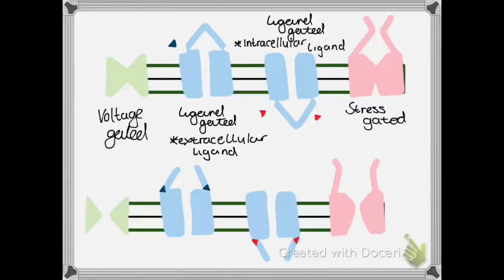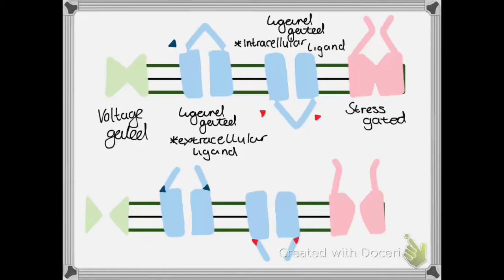You've got voltage gated, which means it only opens at a certain voltage. And you've got stress gated, meaning it only opens under stress. And then there are types where they aren't actually receptors and they're just sort of leaky. An example here is the leaky potassium channel.